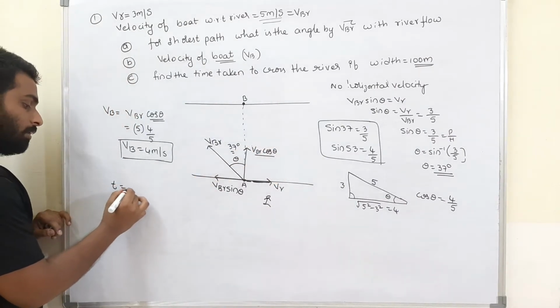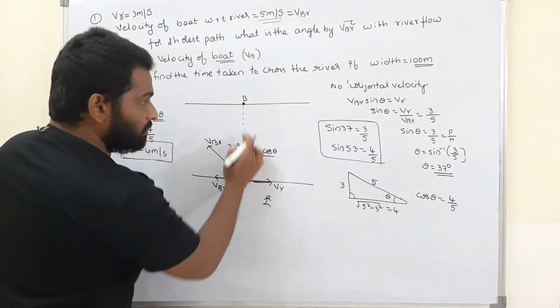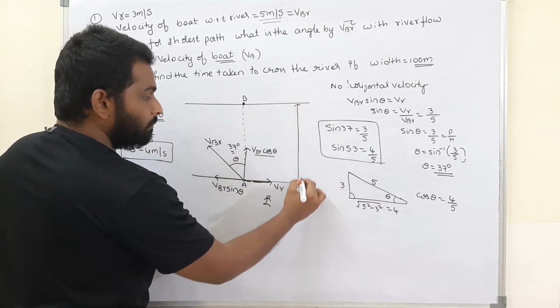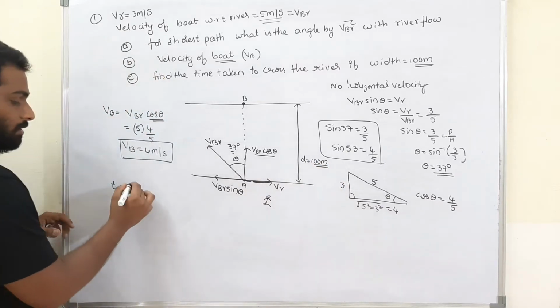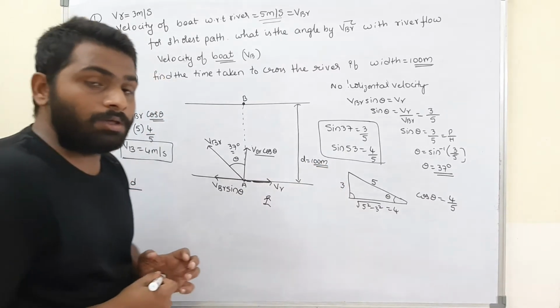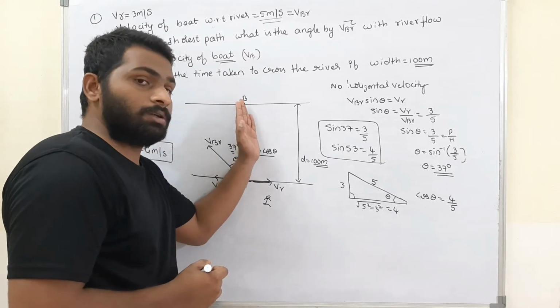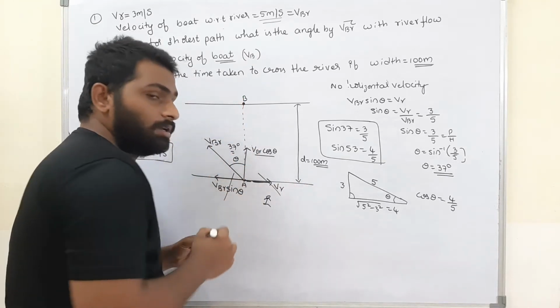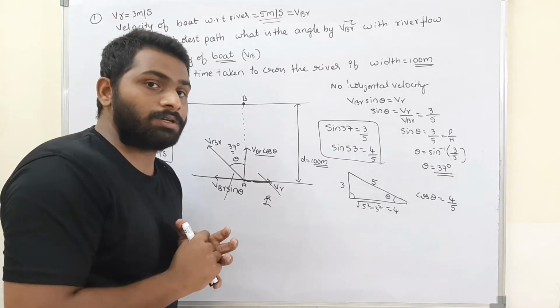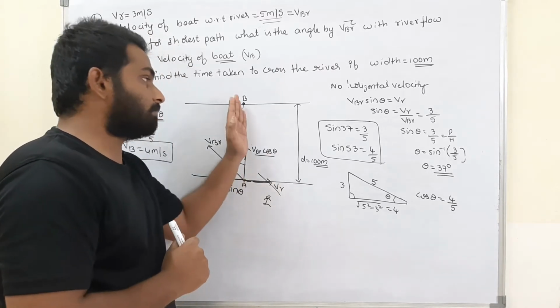Third point. The time taken is, what is the vertical distance? The width of the river is given as 100 meters. Therefore, distance. Now, with what velocity is the boat moving in this direction? There is no horizontal velocity. Vr is cancelled with Vbr sin theta. Therefore, only one velocity is there. What is that velocity? That is in this direction.